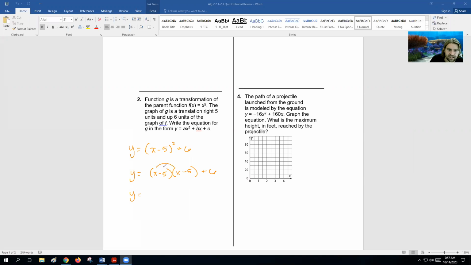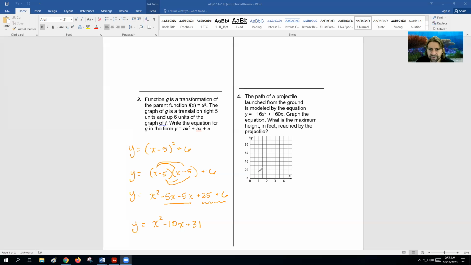So we need to distribute the x first. x times x is x squared, x times negative 5 is negative 5x. Then we'll distribute the negative 5. Negative 5 times x is negative 5x. Negative 5 times negative 5 is a positive 25. We still have our plus 6 at the end. We just need to combine like terms then. There's only one x squared. For our x's, we've got negative 5 and negative 5, that makes negative 10x. And at the end, we've got 25 and 6, that is 31. So there's the answer there.